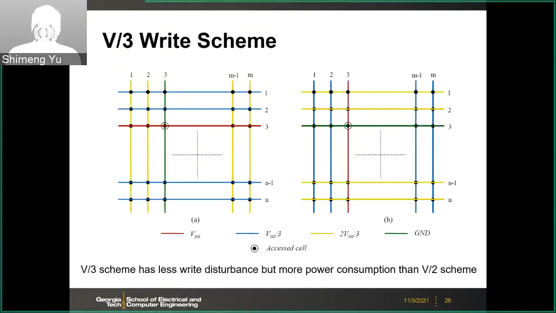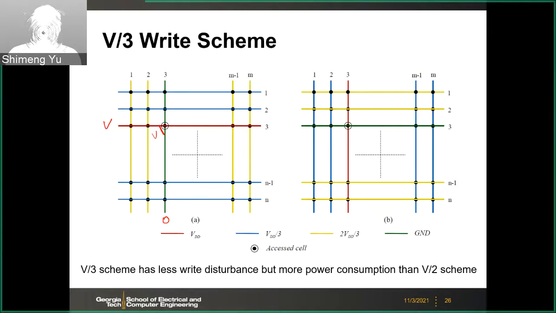And there's one more write scheme, which is called the V/3 scheme. So in this case, we also bias the selected word line to be V, and then ground the selected bit line to be 0. So still the selected cell will see a full voltage V across it.